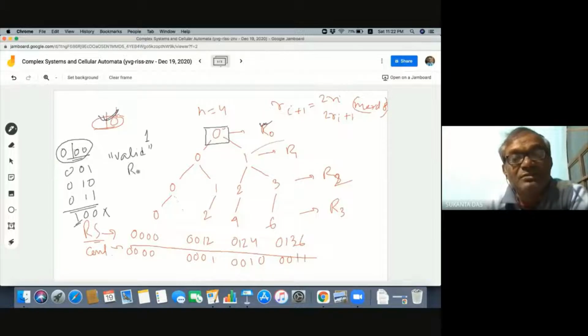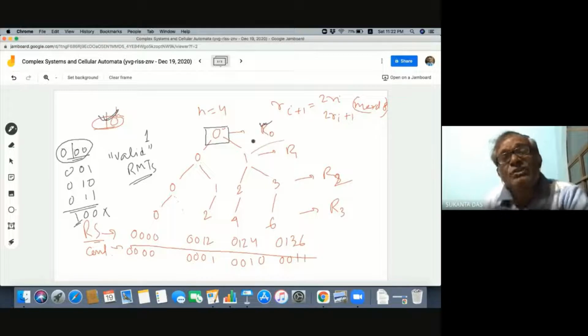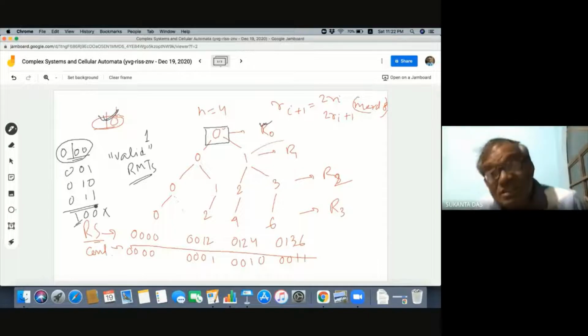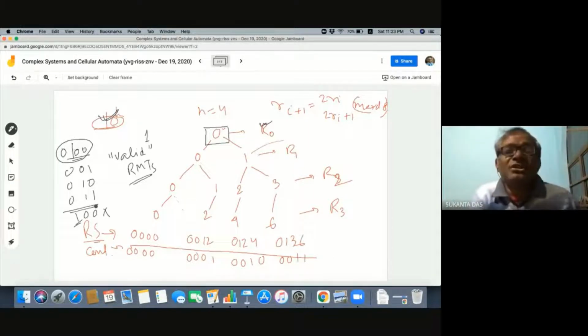Valid RMTs. Why am I using "valid"? Although R0 has 8 RMTs, since I'm using the null boundary condition, the RMTs 1, 0, 0, 1, 0, 1, 1, 1, 0, 1, 1, 1 will never be used. They will never be exercised by R0, so practically they have no use. So for R0 they are valid only because I have set the boundary condition as null.